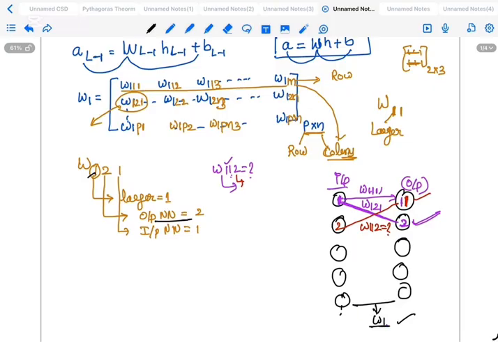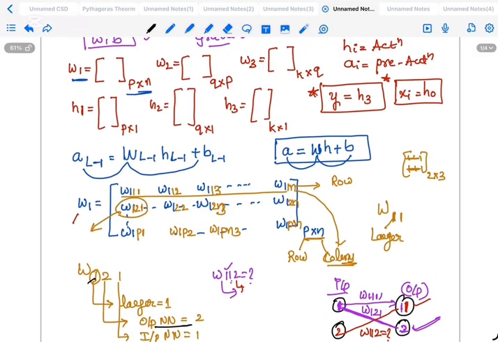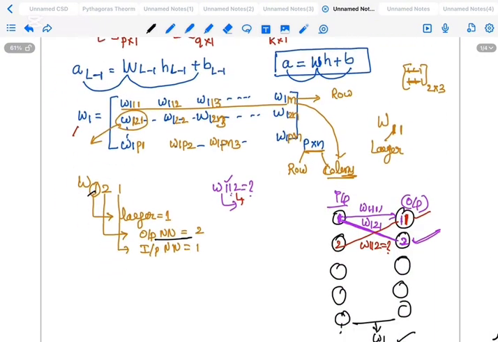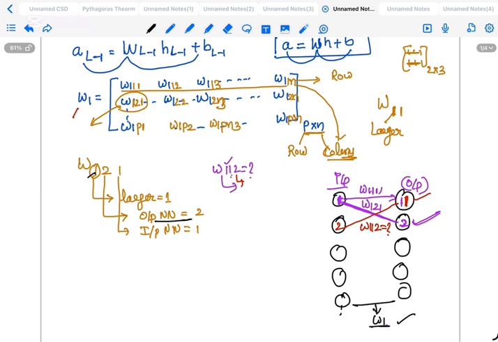Why are these useful? These are useful to connect the layers, one layer to the next. Weights connect the neurons from the input layer to the output layer, that is, from the previous layer to the next layer. These weights are useful to connect the neurons.